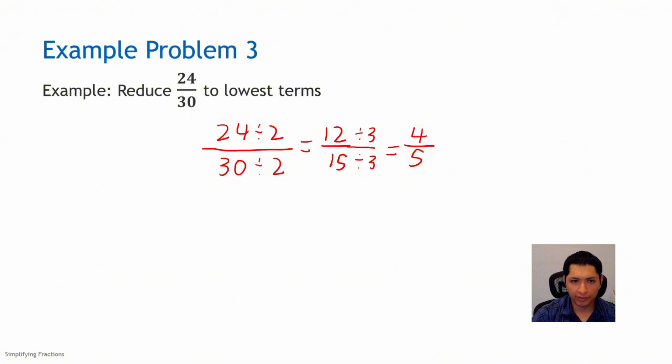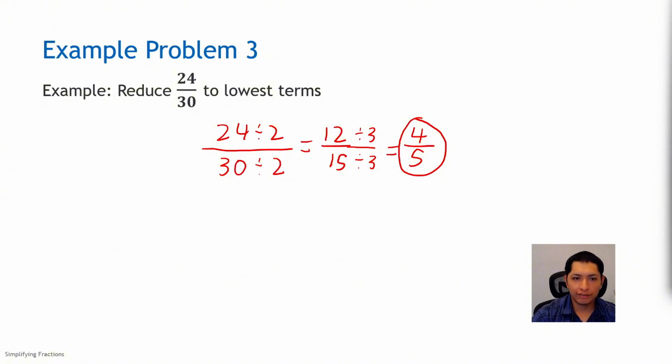And I asked myself the same question. Can I divide both 4 and 5 by a number and get an answer that has no remainders? And in this case, I cannot. I cannot divide a number by 4 and by 5 and get an answer with no remainders. So 4 over 5 is the lowest term fraction.